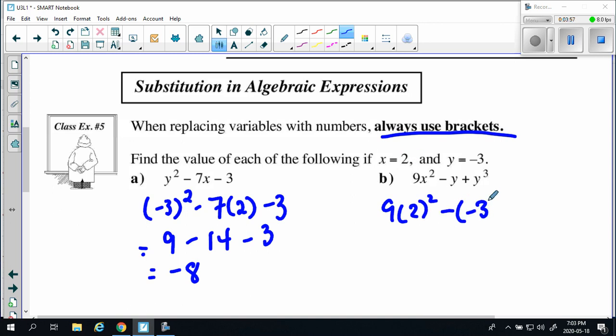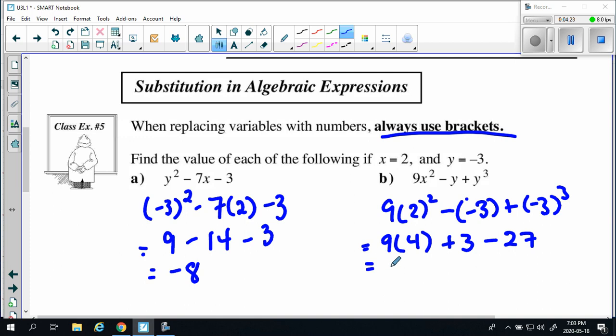Minus -3 plus -3 cubed. So notice all my substitutions are in brackets. So this will be 9 times 4. These are 2 negatives, one from the expression, one from the -3. So they cancel out to make +3, and this is -27. Remember, if you cube a negative, it is still negative. So 9 times 4 is 36, plus 3 minus 27 is +12.